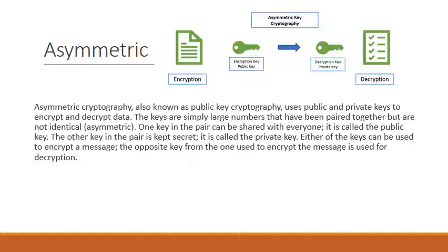One key in the pair can be shared with everyone, aka the public key, and the other key is kept private, aka the private key. Either of the keys can be used to encrypt a message. The opposite key, which could be the private or public key, is used to decrypt the message, as you can see in the picture. Either one can be used to encrypt or decrypt.